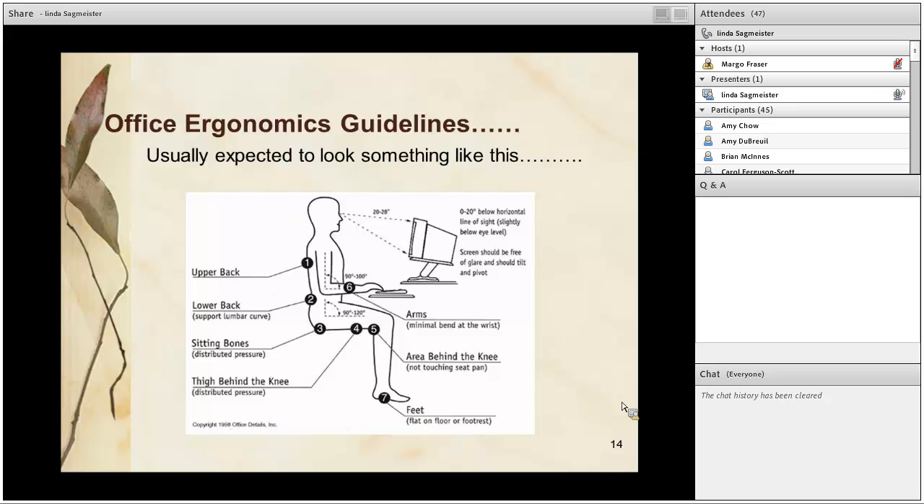So, an office ergonomics guideline. Usually, as soon as you say that, I think people have a picture in their head that jumps up right away: a one-pager or a 10-pager, with diagrams telling you all sorts of numbers and things to look for. But that's not what it looks like at all.